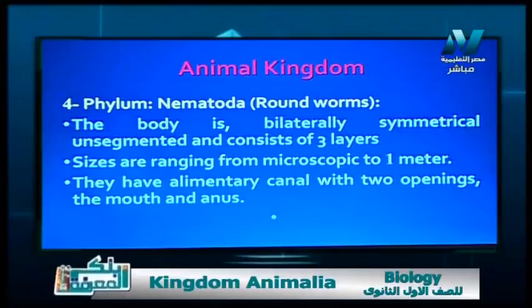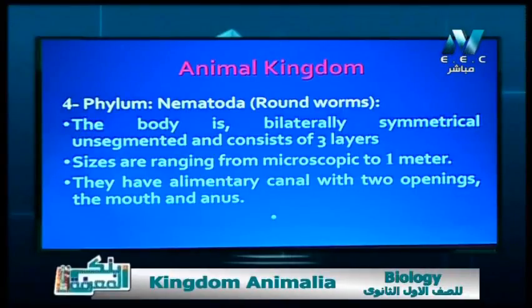The next phylum is called Nematoda, or roundworms. The body here is round, not flattened like the tapeworm, for example. So it is round or cylindrical in shape. The body is bilaterally symmetrical, and the body is unsegmented. It's not segmented or not composed of parts. So it's just one part, cylindrical in shape, and bilaterally symmetrical.